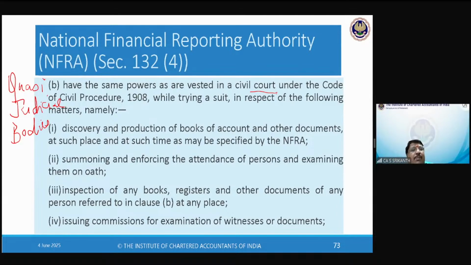Now, why am I giving this example? All this can be done by the NFRA. NFRA has the same powers. I'll tell you one thing. This particular slide, if you are able to remember, across the board, whatever subject you are studying, later on in final also: FEMA Appellate Tribunal, same power. SEBI, same power. Securities Appellate Tribunal, same power. Competition Commission, same power. This particular thing is common for all.